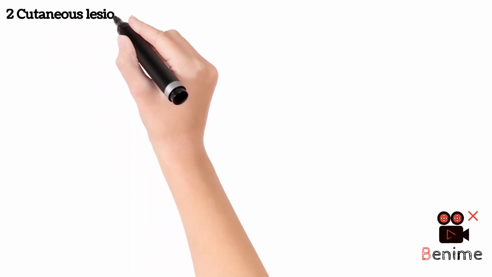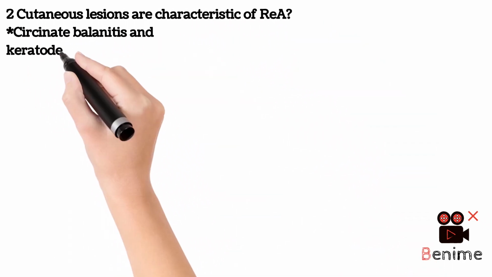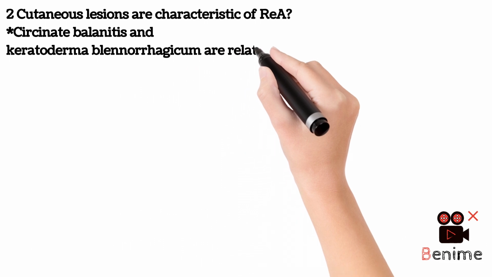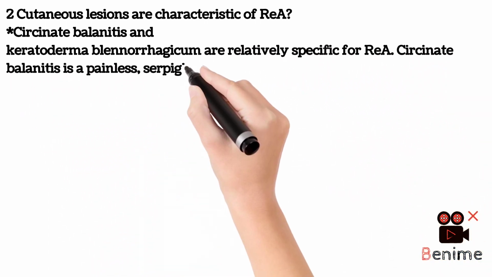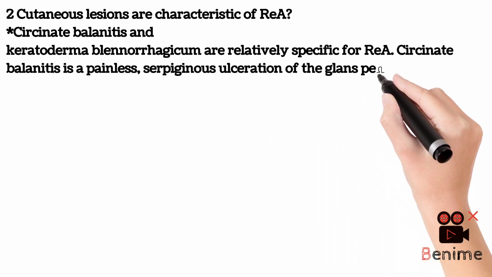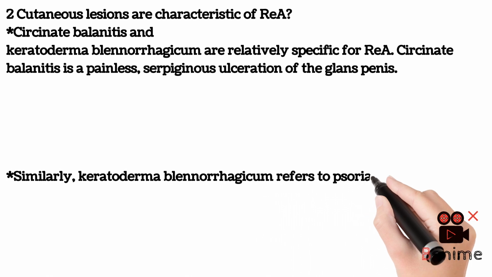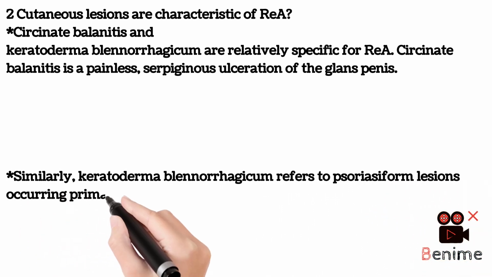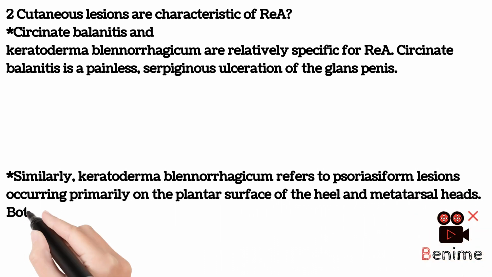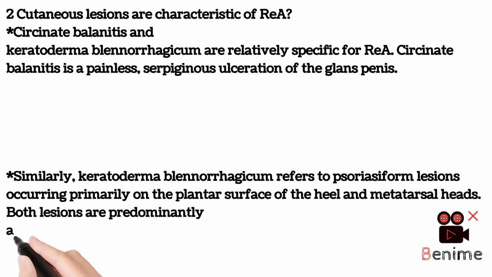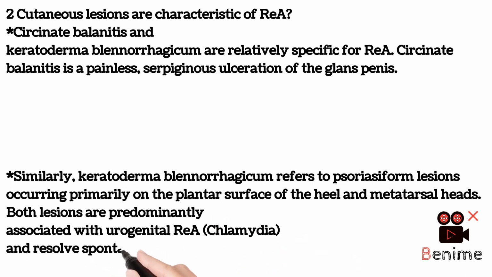Two cutaneous lesions are characteristic of reactive arthritis. Circinate balanitis and keratoderma blennorrhagicum are relatively specific for reactive arthritis. Circinate balanitis is a painless, serpiginous ulceration of the glans penis. Similarly, keratoderma blennorrhagicum refers to psoriasiform lesions occurring primarily on the plantar surface of the heel and metatarsal heads. Both lesions are predominantly associated with urogenital reactive arthritis, chlamydia, and resolve spontaneously.